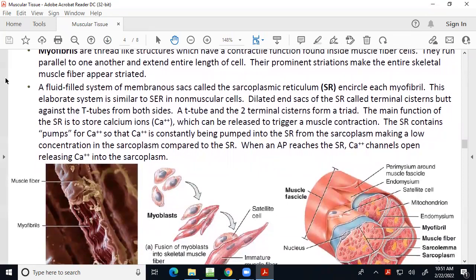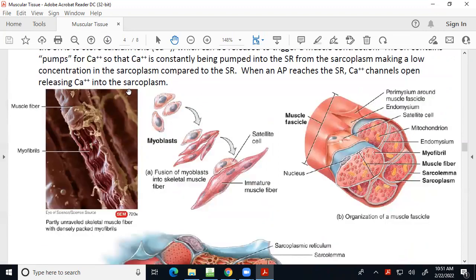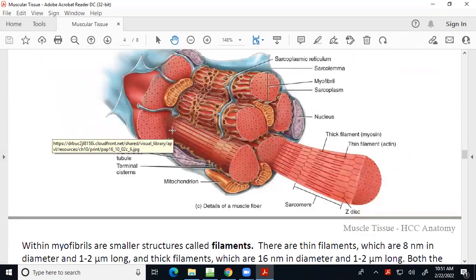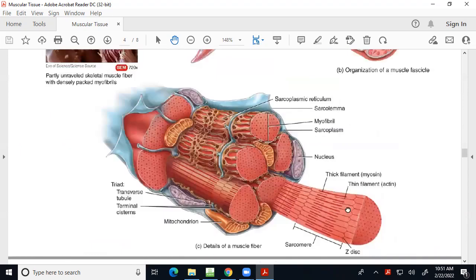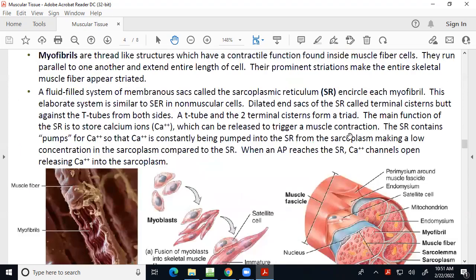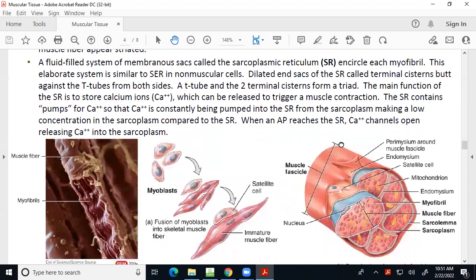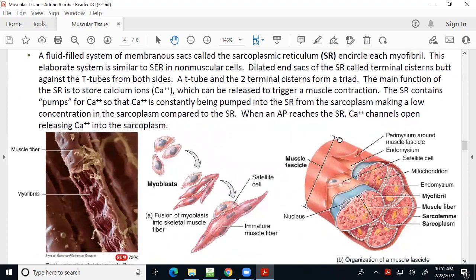They run parallel down the length of the muscle fiber, and they are the reason that skeletal muscle is striated. They have prominent striations. It's all going to relate to what we call filaments, thick and thin, which we'll talk about on the next slide, which we aren't going to get to today. So we'll just have to wait and talk more about that next class period.